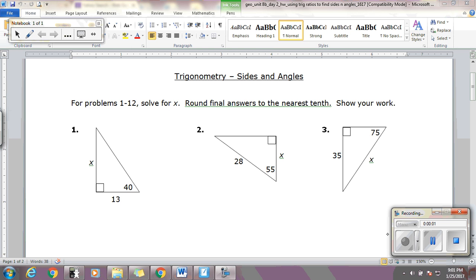Unit 8, Part B, Trigonometry, Day 2, Homework Tutorial. Again, I'll work the odd problems with you all. You have to complete the evens on your own.